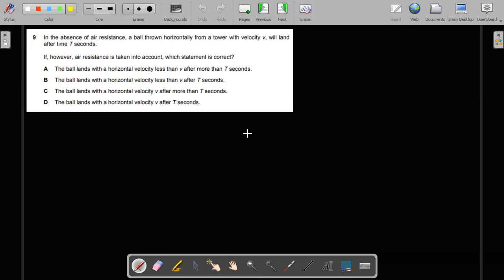Velocity will be less because of the air resistance force, which decreases velocity. That's why A will be right. Question 9, A will be right. And the path for this projectile motion is a parabola for this question. So path is a parabola, and then the answer will be A. So question 9, the answer will be A.